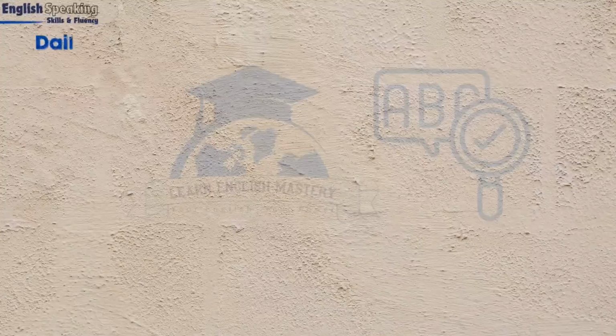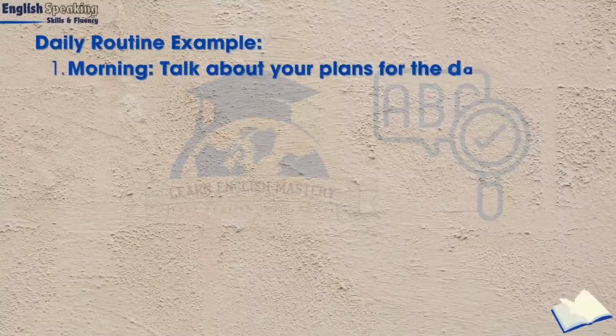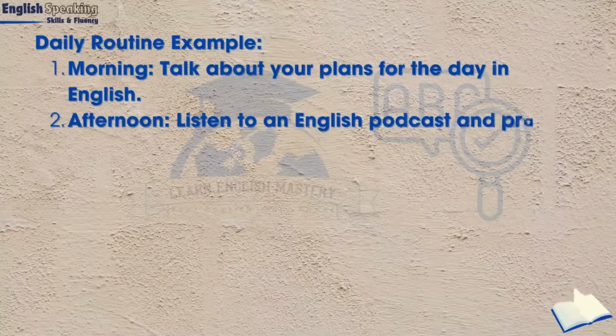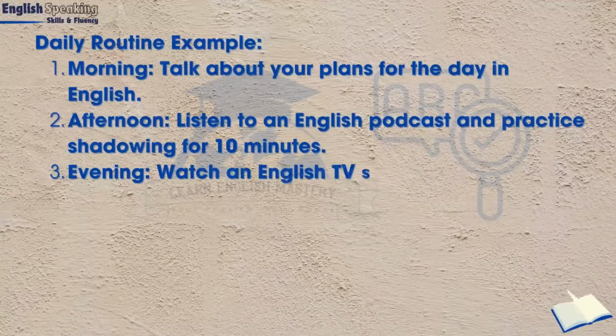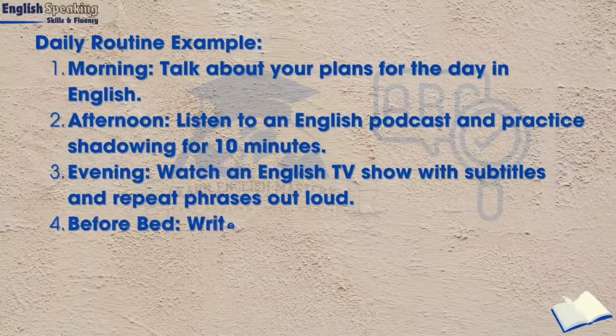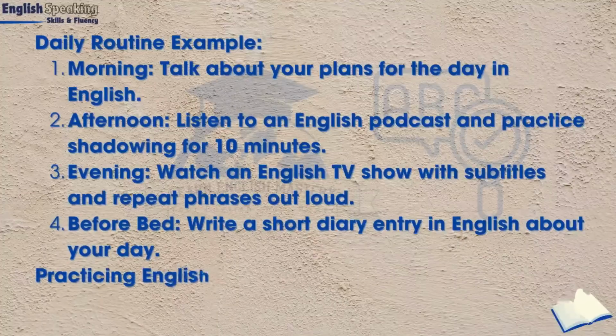Daily routine example. 1. Morning: talk about your plans for the day in English. 2. Afternoon: listen to an English podcast and practice shadowing for 10 minutes. 3. Evening: watch an English TV show with subtitles and repeat phrases out loud. 4. Before bed, write a short diary entry in English about your day.